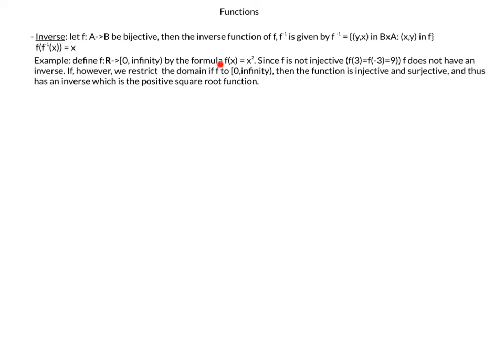However, if we restrict the domain of f from 0 to infinity, then the function is injective and surjective, and thus we can have an inverse, which is the positive square root function.